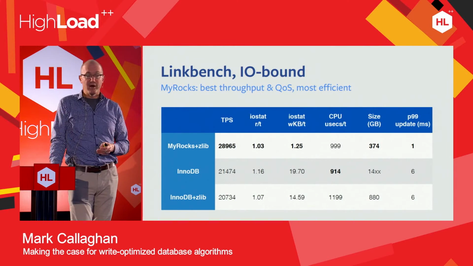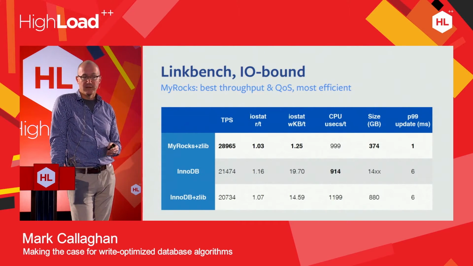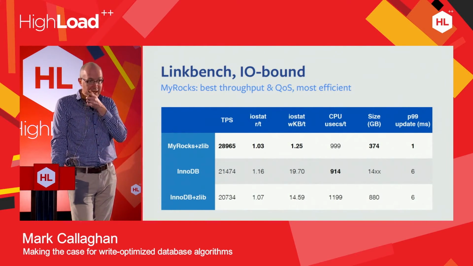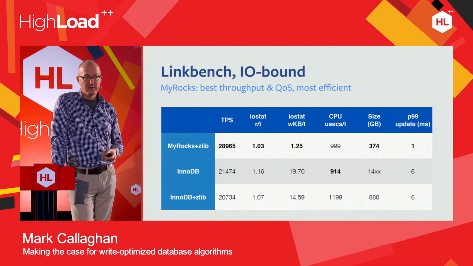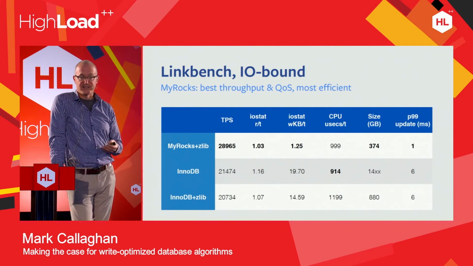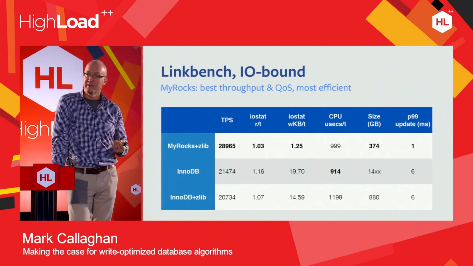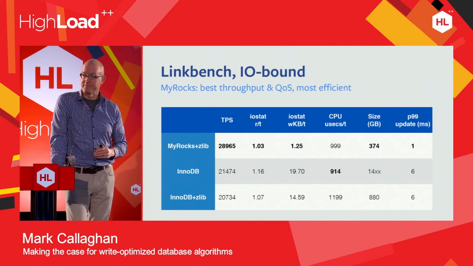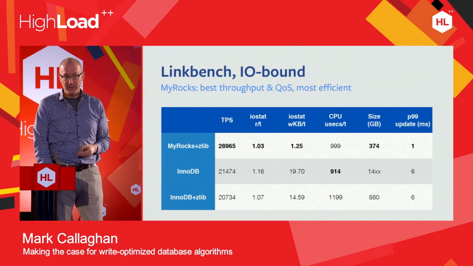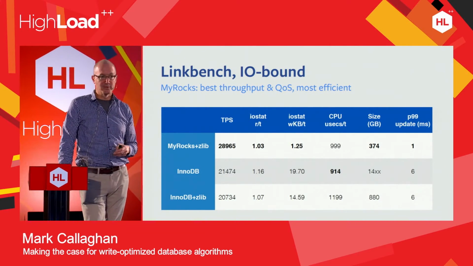Here I'm comparing MyRocks with zlib compression, InnoDB without compression, and InnoDB with zlib compression. The summary is that MyRocks has the best throughput, the best quality of service, and is the most efficient. I'm happy. This is the workload I care a lot about. Hopefully, we can repeat this on workloads other people care about.